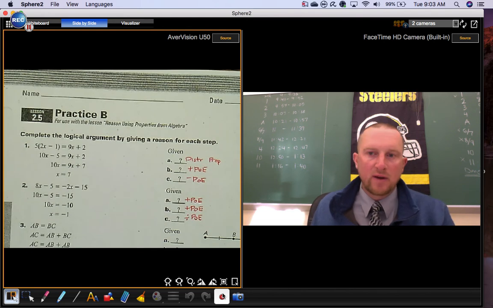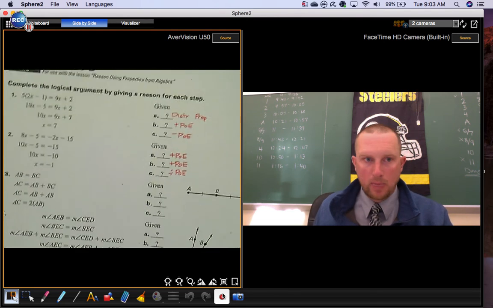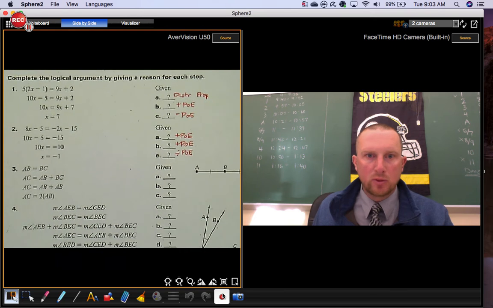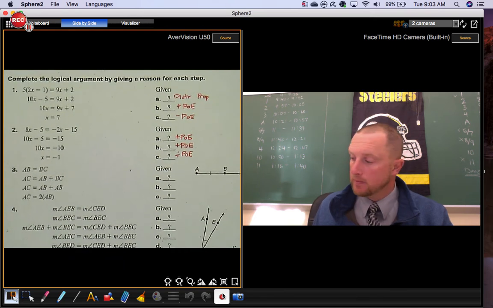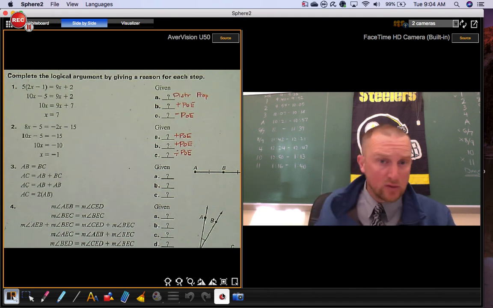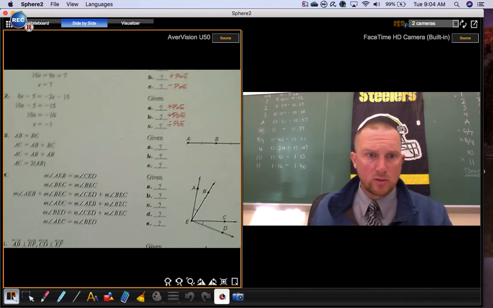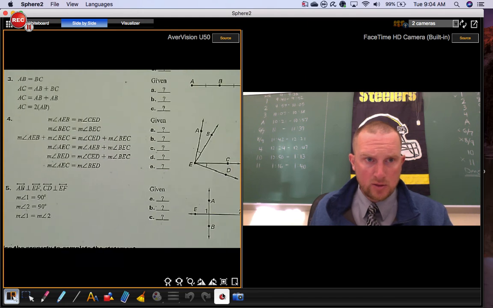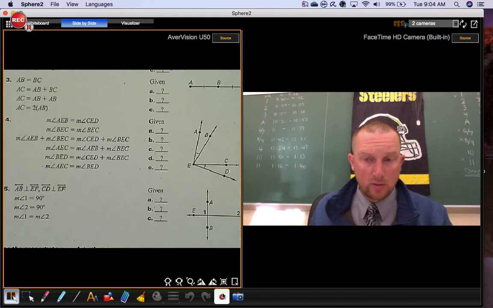This is section 2.5. This is practice B. Numbers 1 and 2 are simple algebraic proofs. You fill in the blanks for the reasons. You can pause the video if you need to take a look at those. The tougher ones would be number 3 through 5.